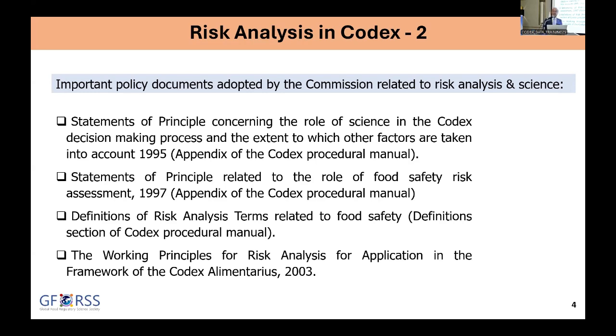In 1997, there is another statement of principle that was approved by Codex and added to the appendix of the Codex procedural manual. Those are the statements of principles related to the role of food safety risk assessment. So you see, we defined the role of risk analysis. In 1997, we defined the role of risk assessment. And then we adopted in the procedural manual as well key definitions, which are the definitions of the various steps of risk analysis: risk assessment, risk management, and risk communication.